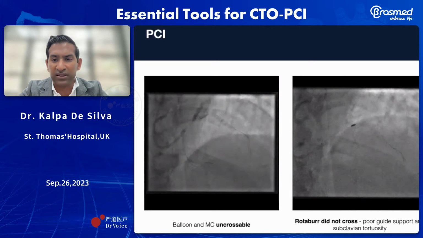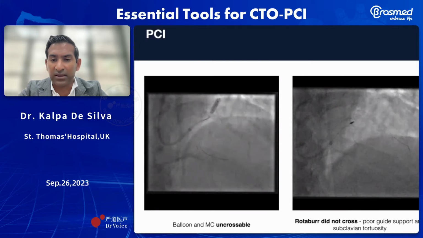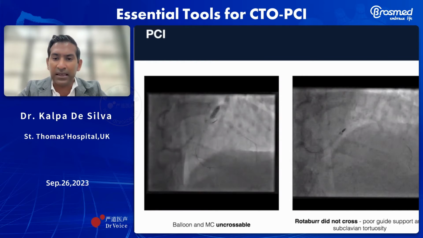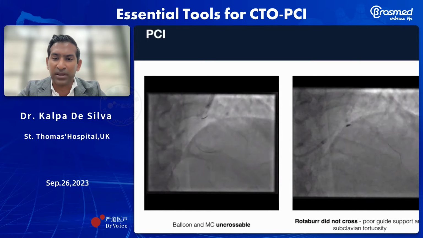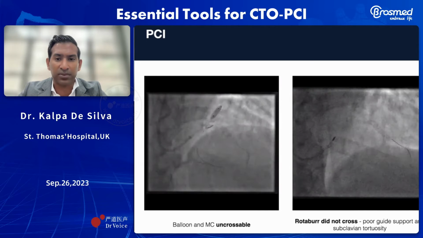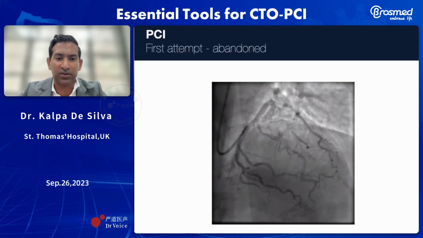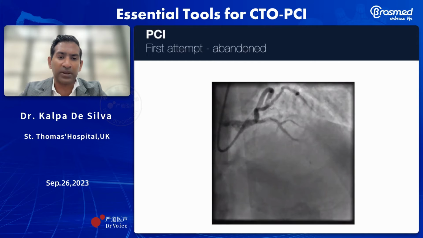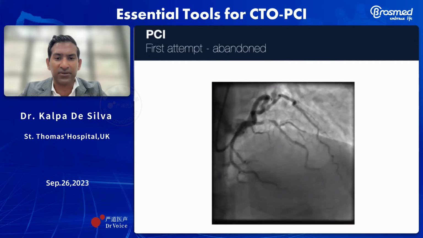The microcatheter was used to deliver a RotaWire Floppy, but due to difficulties with guide support and subclavian tortuosity, the guide wasn't very amenable to undertaking rotablation. Actually, all of the equipment fell out at this point, and so the procedure was abandoned. And this is what the final image was at the end of the case. So no real change, no complications, which was important, but certainly no progress made on the first attempt.